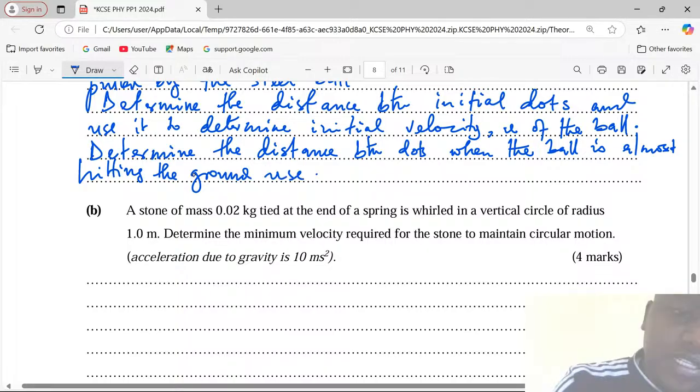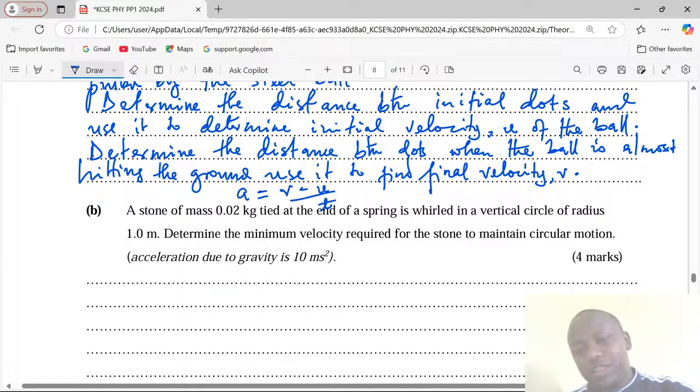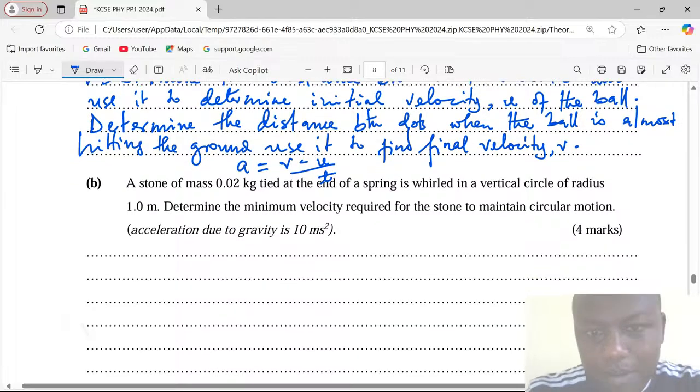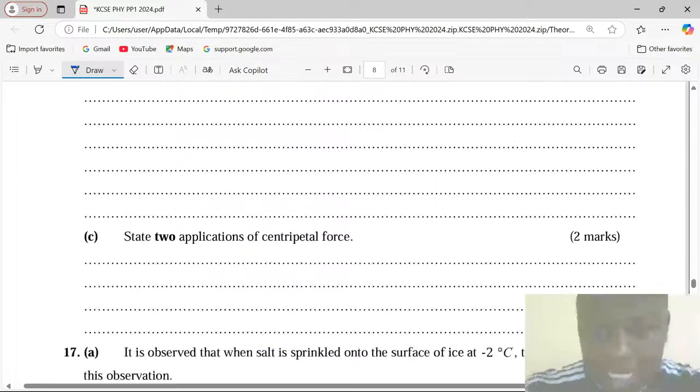Use it to find final velocity, small letter v, of the ball. Then now use the formula to calculate acceleration, whereby we say acceleration is usually given by final velocity minus initial velocity divided by time. And through that, you will be able to get acceleration of the ticker timer.